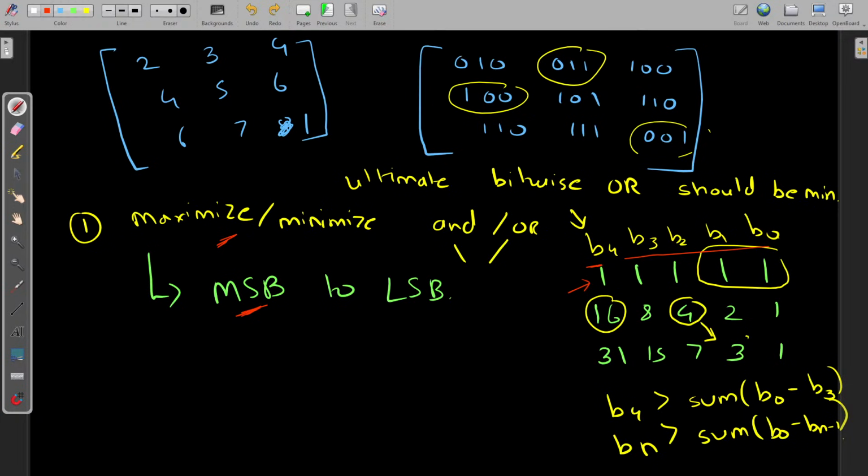So that is the main point. Always select MSB. It's okay if you have to discard the future elements, but always select MSB if you have to maximize, and always discard MSB if possible if you want to minimize, because that will have the maximum contribution to our answer. So that is the first thing.